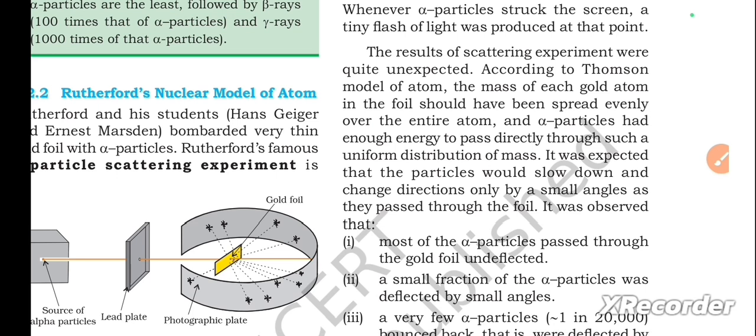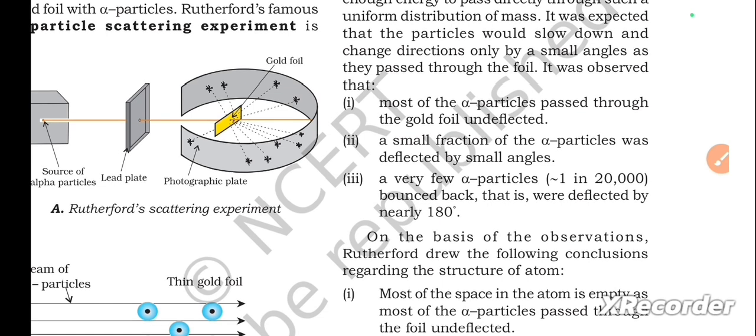According to Thomson's model of atom, the mass of each gold atom in the foil should have been spread evenly over the entire atom, and alpha particles had enough energy to pass directly through such a uniform distribution of mass. It was expected that the particles would slow down and change directions only by small angles as they passed through the foil. It was observed that, so these are given in the form of points.